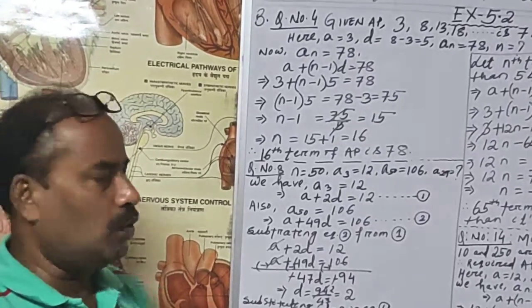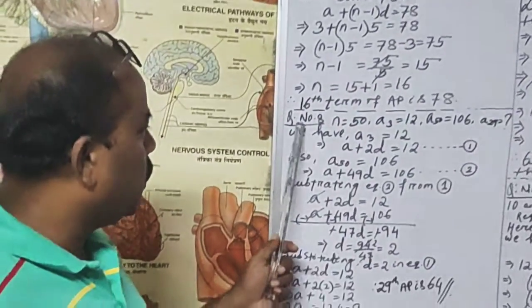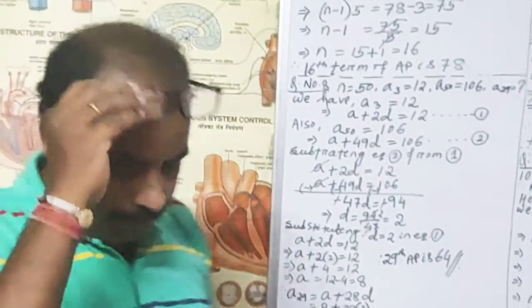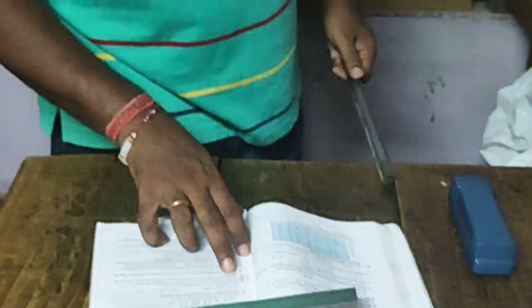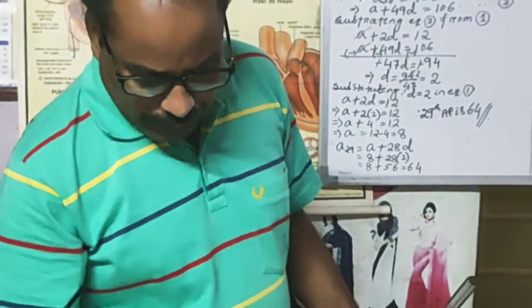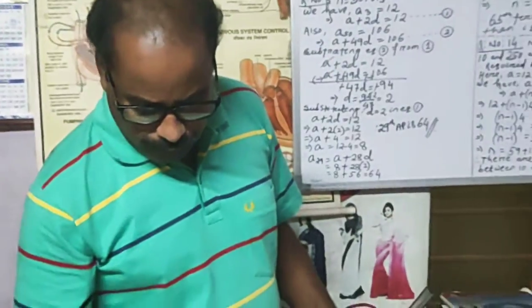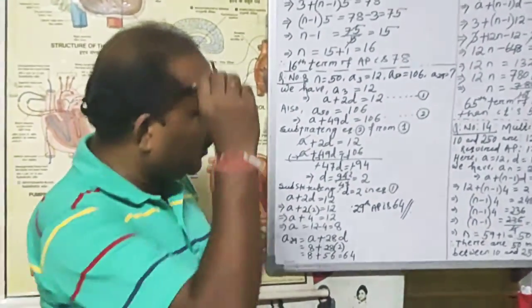In this way the question will come. Another type of question, question number 8. Question number 8 says an AP consists of 50 terms, of which the third term is 12 and the last term is 106. Find the 29th term.